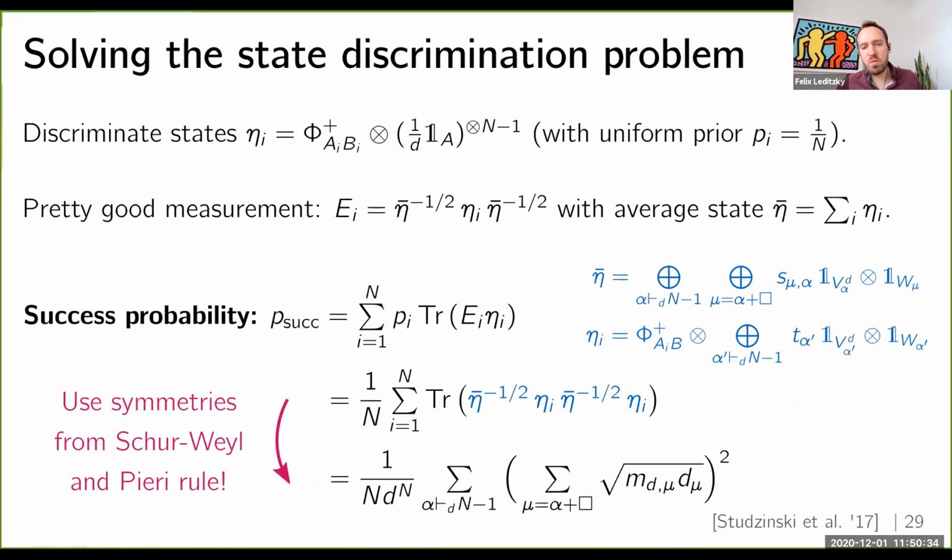Okay, and so now we want to use these insights. We want to use this nice structure that we have to actually solve the state discrimination problem. So remember, we have the n states eta_i, which are just a maximally entangled state between a_i and b_i, and a completely mixed state on all the other systems. They come with uniform priors, and we chose this pretty good measurement, which is composed of these states sandwiched by these inverse square roots of the average state eta bar. And these eta bar states have the nice full permutation symmetry.